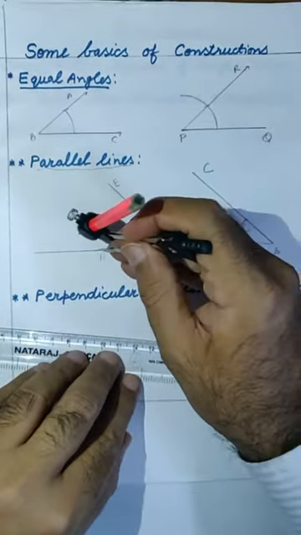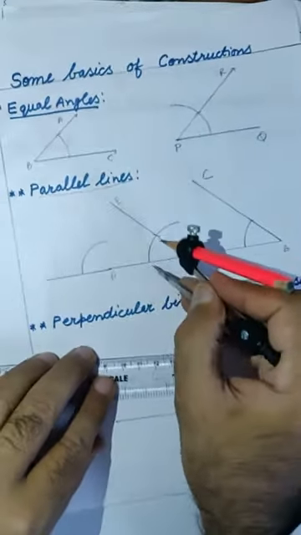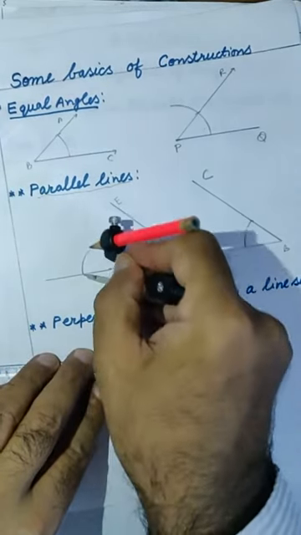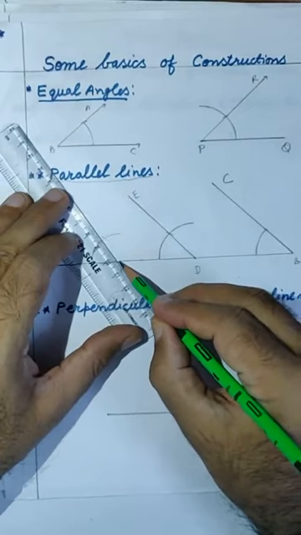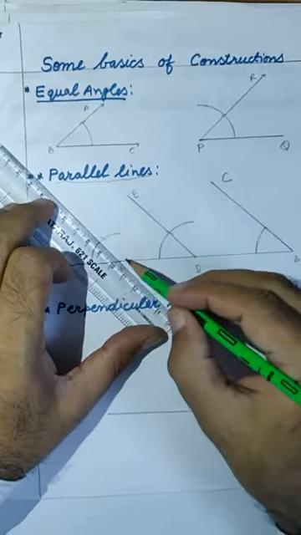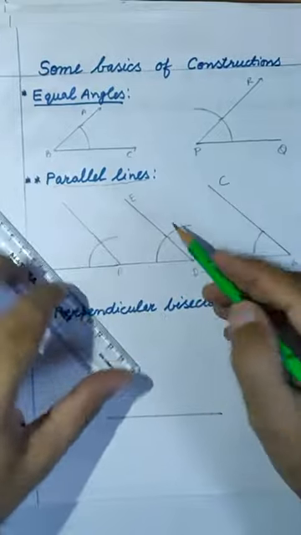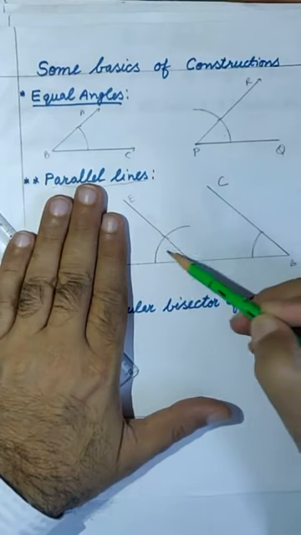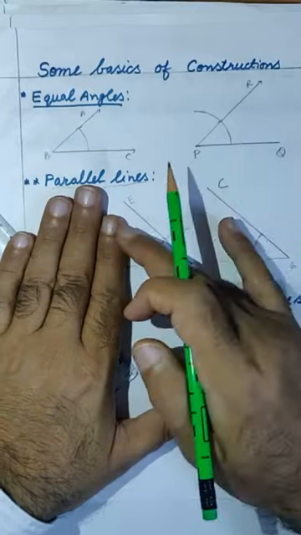What will you do? You draw an arc, then measure this, then cut it, and you will find the line which is parallel to this. You can see here, this is parallel to this and this. All three lines are parallel because this angle is equal to this. These are corresponding angles. If we make equal angles, then we can draw parallel lines.